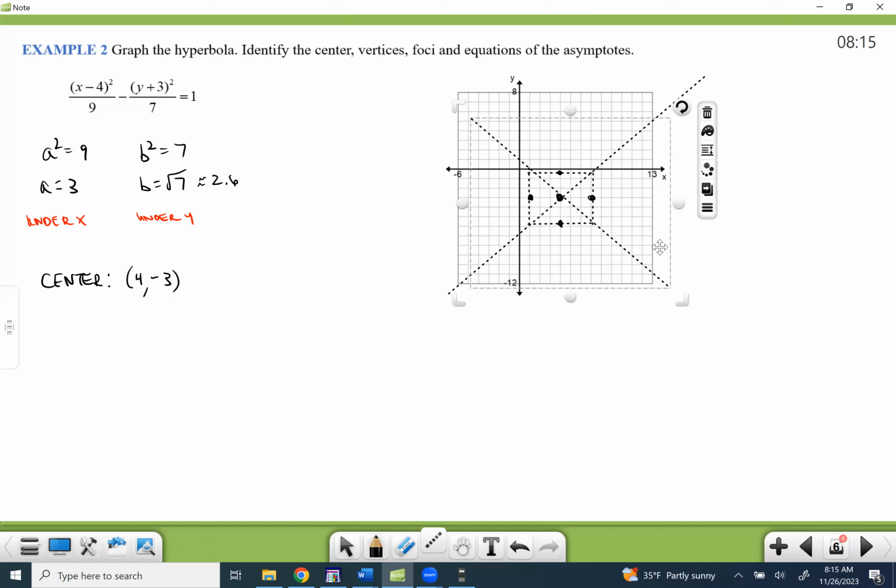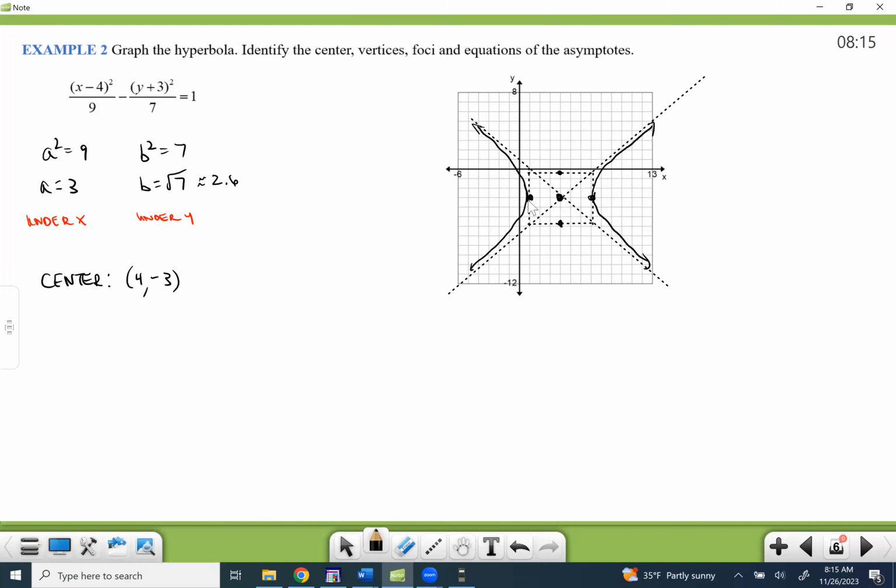Okay, so now we have to determine if this is facing up and down or left and right. X is first, so we're going to be opening in the X direction. In other words, we're going to be opening left and right, horizontally. So we could get our vertices just from the picture, you guys. That would be perfectly fine.